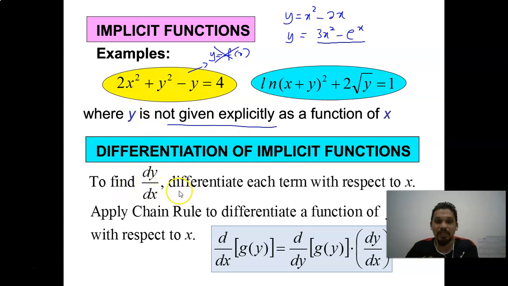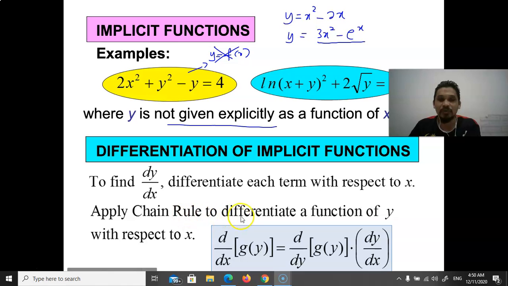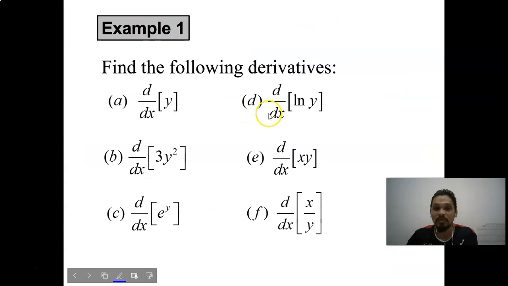So to find dy/dx, differentiate each term with respect to x. We apply the chain rule to differentiate a function of y with respect to x. So in this case, we are not just differentiating the terms of x with respect to x, but we also differentiate y with respect to x. There's some addition here. For this subtopic, we can look at examples one by one.